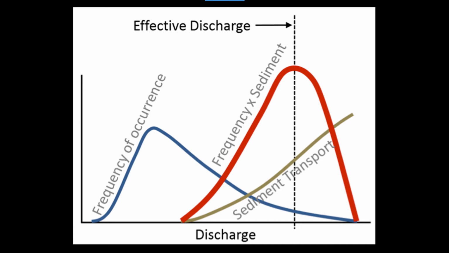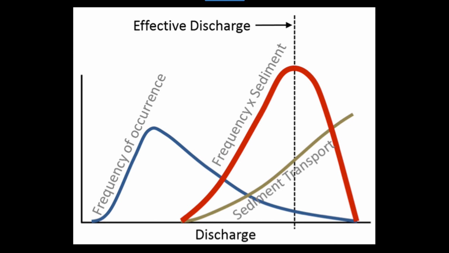It's these intermediate flows that the channel sees every year or every other year that are big enough to do work, big enough, they're competent to move the sediment, but they're frequent enough that the channel will form around them. And so that's the idea of the effective discharge.